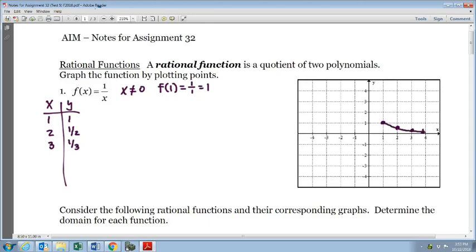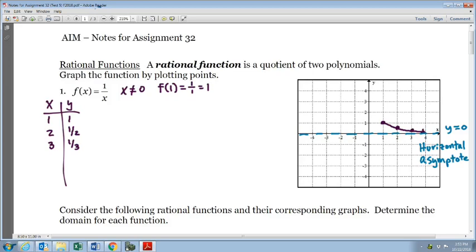So we're going to put a dotted line here, and our graph just approaches that line and never crosses it. This is what we call an asymptote. That's the line y equals 0, and we make it dotted. It's like a guide when we draw the graph, and we call this a horizontal asymptote.